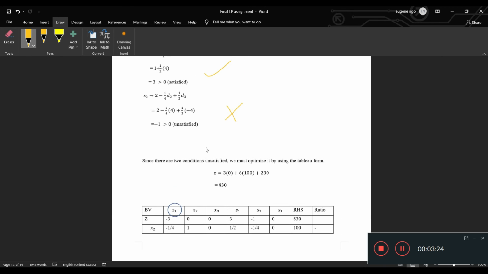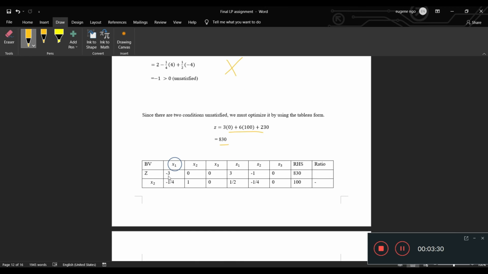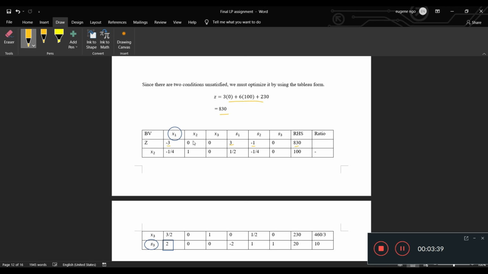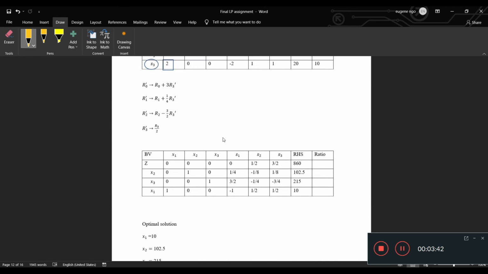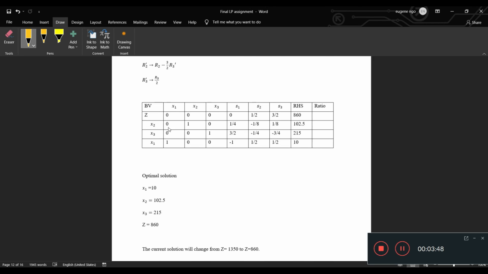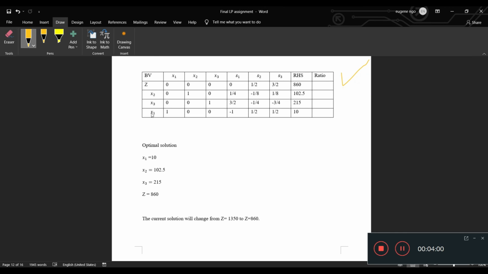Next, we have to optimize the table back. We find z, substitute the values inside, and we get 830. We only touch row 0. So x1 is negative 3, s2 is negative 1, and the right-hand side is 830. s1 is 3, the rest is 0. Now we do the simplex method, and once done, we get the optimal table. Since this is a max problem, row 0 must be all positive. So we get x1 is 10, x2 is 102.5, x3 is 215, and z is 860.